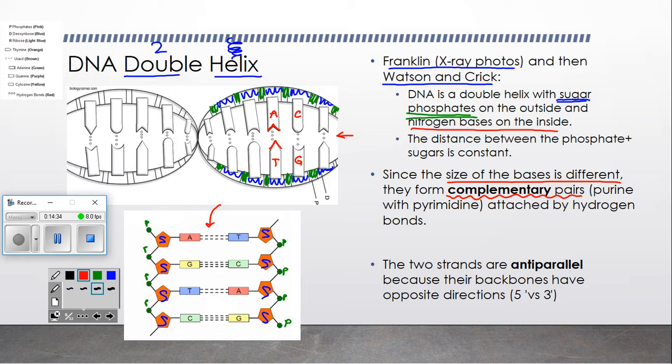What's important is that one of them is a purine and one of them is a pyrimidine. One of them is a little bit bigger and one of them is a little bit smaller. The same thing is true for C and G. One of them's a bit bigger, one of them's a bit smaller. So when they fit together, we always end up having the same space between the two sides of our DNA molecule. The thing that attaches them are hydrogen bonds.